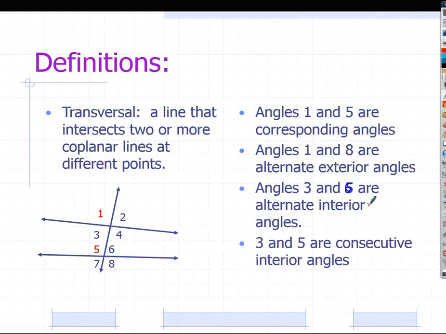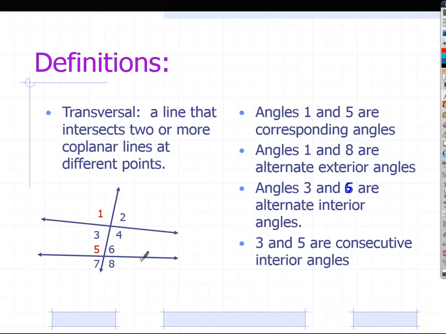Okay, so what does that mean? What do you suppose alternate means in that case? If I talk about alternate angles, they're on the different sides of the transversal. Okay, they're on opposite sides of the transversal. So 1 and 8, for example, are alternate angles because 1 is on the left of the transversal and 8 is on the right. What about 1 and 8? Why are they exterior angles? Okay, good, because they're on the outsides of the two lines, right?